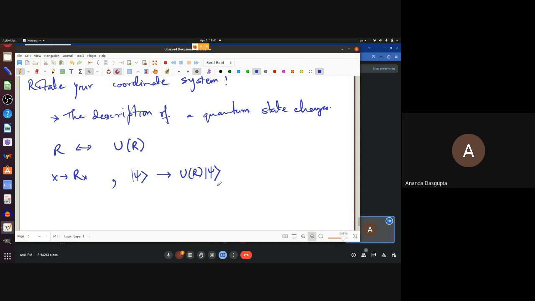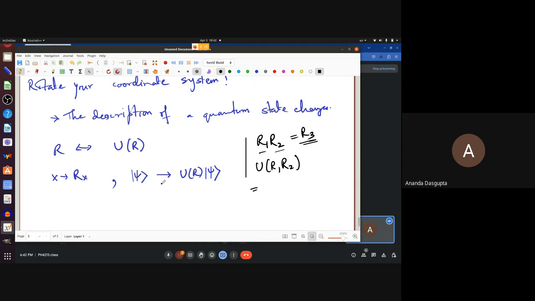If you are rotating your coordinate system, your description of the state changes, and it changes by some unitary operator acting on whatever state you have. That's it. What is important is this: if you carried out one rotation after another, meaning do R2 first, then do R1, you should have a corresponding rotation, R3. So there has to be a U corresponding to that.